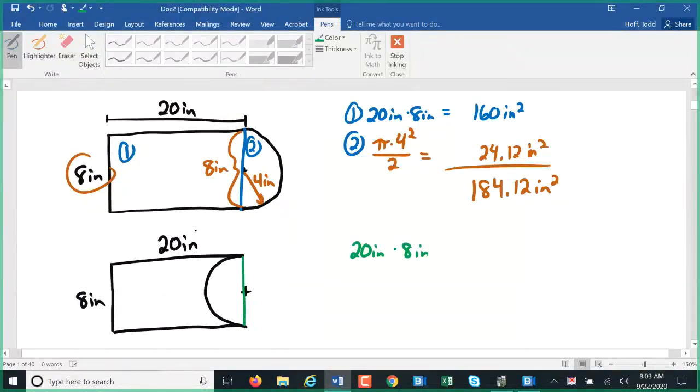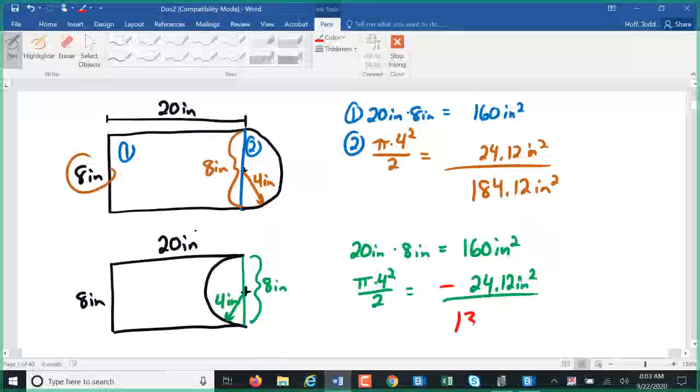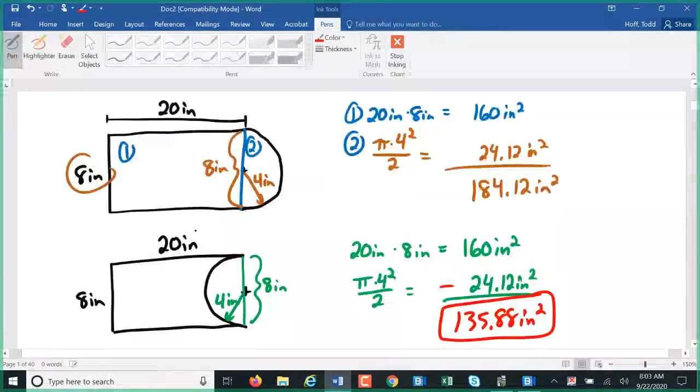20 inches by 8 inches is 160 square inches. This circle, or half circle, still has a diameter of 8 inches, which means the radius is still 4 inches. So its area is still pi times 4 squared divided by 2, which is still 24.12 square inches. But now, since it's missing, it's cut out, it has to be subtracted, giving us 135.88 square inches of total area.